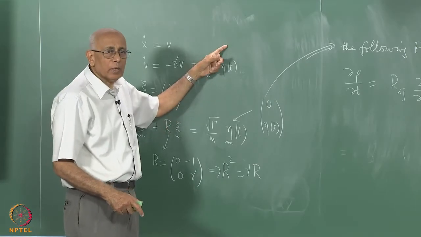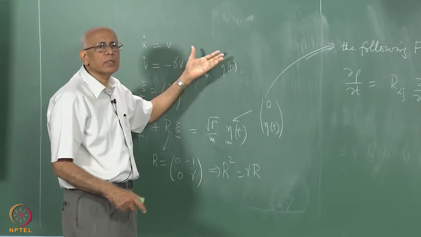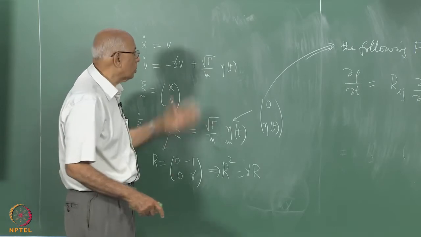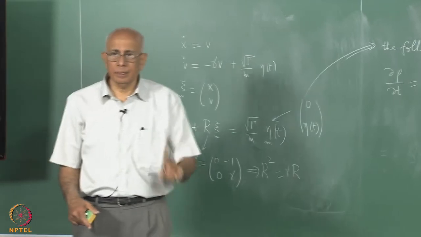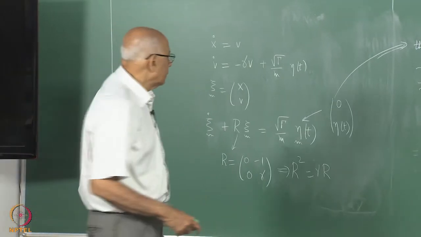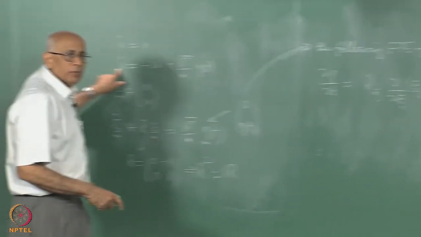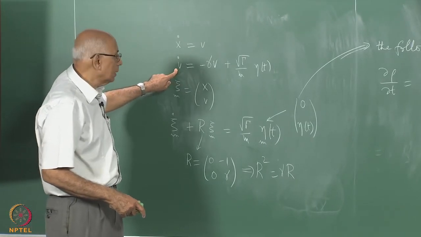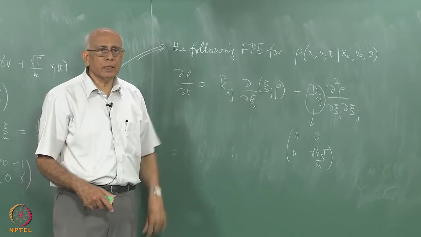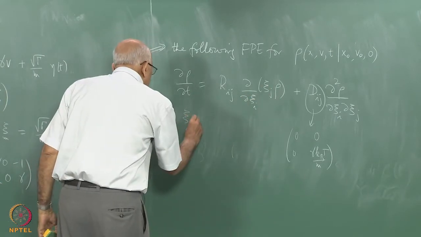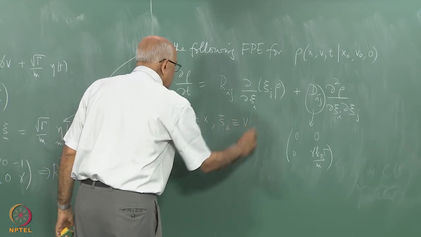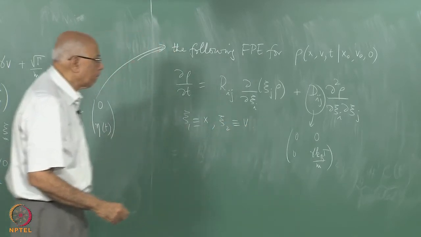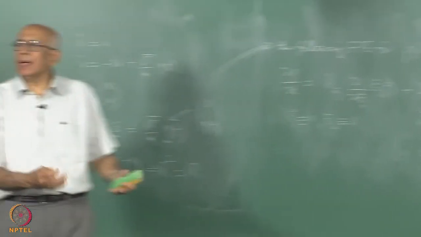In principle we could have had a noise here too separately, but then x dot is v by definition in this example, there is no noise there. And the noise is in the velocity because it is the force that is random. So it appears in the equation for the acceleration. Okay. And a summation over repeated indices is implied. Xi 1 by definition equal to x, xi 2 by definition is v. So it implies this equation.